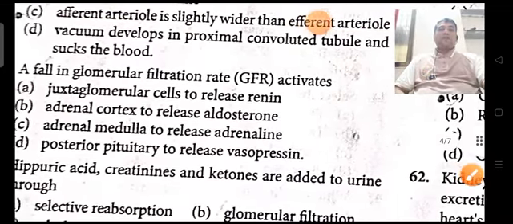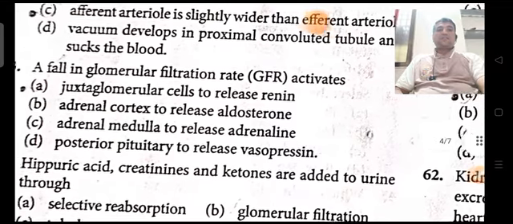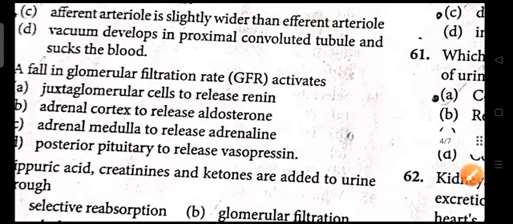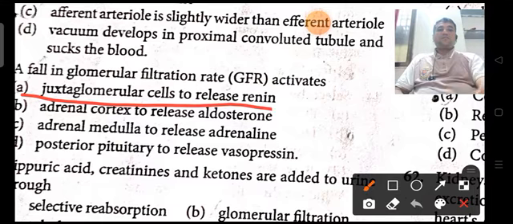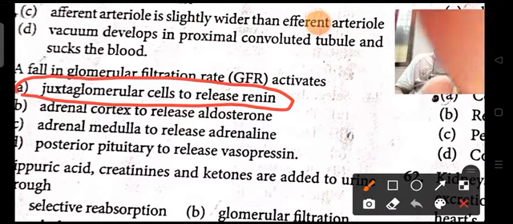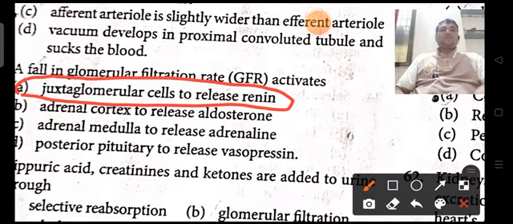Next, a fall in glomerular filtration rate activates what? Already you know that renin is going to be activated, and that renin is released from the juxtaglomerular cells. So here we can go with option A for this answer.